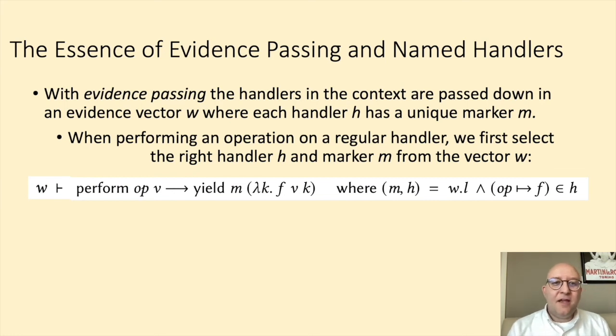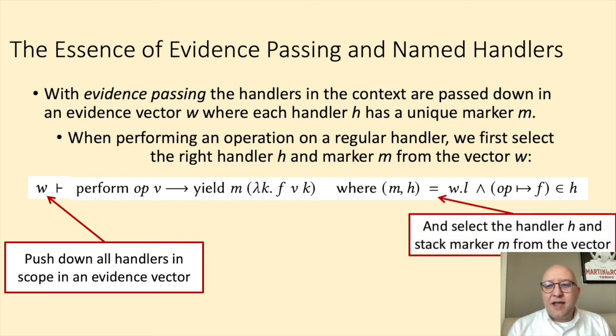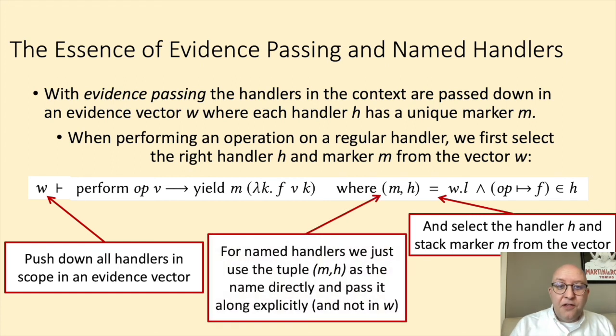Koka uses evidence passing in order to efficiently compile effect handlers to plain regular C code. In particular, with evidence passing, we pass down all the handlers and their stack markers in an evidence vector down to each perform operation. Here we denote it as a W. And then the perform can directly select the handler and marker from the evidence vector without needing to search through the stack. And as it turns out, we can just reuse those marker handler tuples as the name of our named handlers. And we pass those names, those tuples, along explicitly now without ever putting them in the evidence vector. As such, a perform on a named handler now gets its handler and marker explicitly in this tuple and doesn't need to select it from the vector. And since this is already all implemented, there's almost no change in the runtime mechanisms to support named handlers.